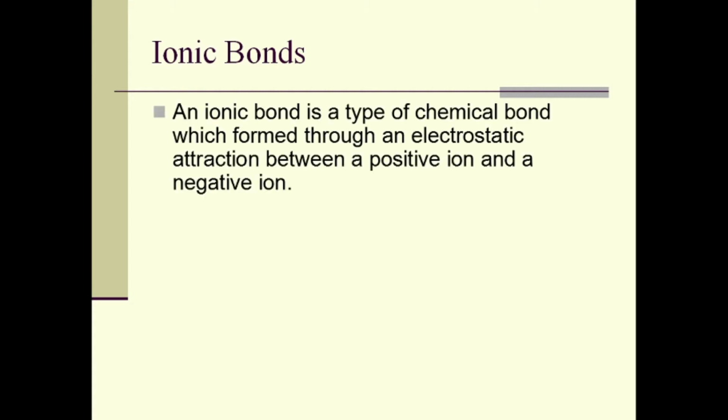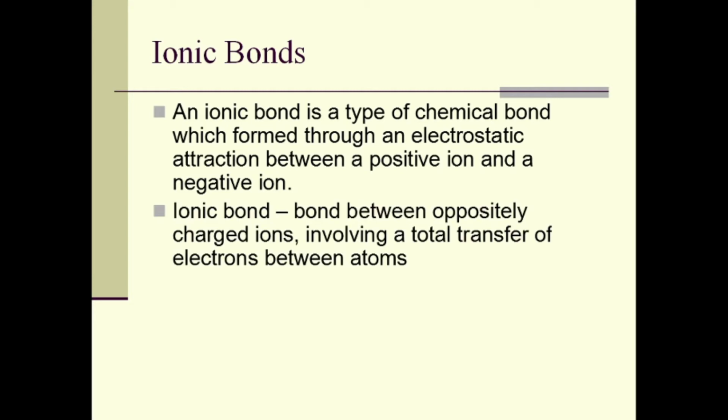An ionic bond is a type of chemical bond which forms through an electrostatic attraction between a positive ion and a negative ion. So, there are two ions, one positive and another negative, and there is electrostatic attraction. We know that in electrostatics, if we have a positive charge and a negative charge, these two charges attract each other. Similarly, in the chemical bond we have electrostatic attraction between a positive ion and a negative ion.